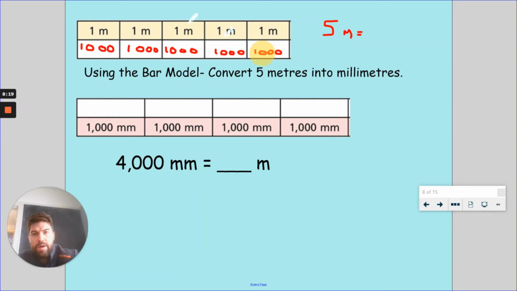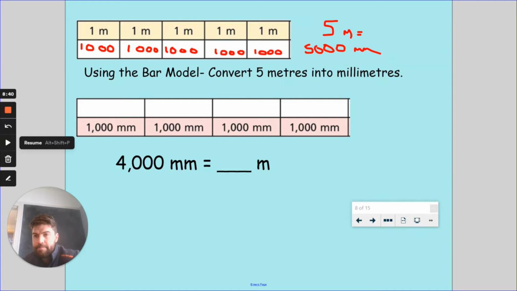in the top row, I had 5 metres. The bottom row is going to give me 1, 2, 3, 4, 5,000 millimetres. So, what is 5 metres in millimetres? It's 5,000 millimetres. And I can use this going the other way as well.